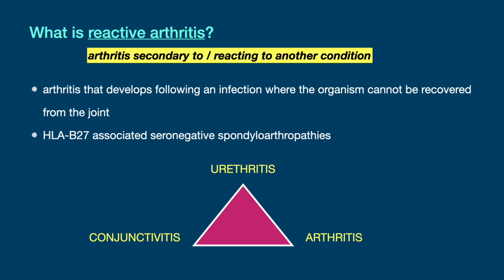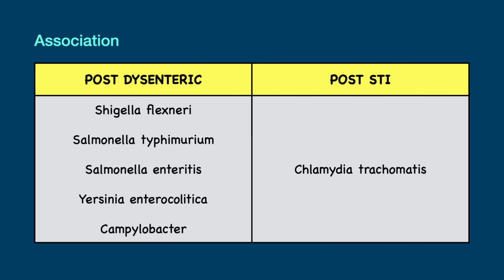This arthritis is described by a classic triad of urethritis, conjunctivitis, and arthritis following a dysenteric illness during the Second World War. Later studies identified patients who developed symptoms following a sexually transmitted infection, post-STI, now sometimes referred to as sexually acquired reactive arthritis. You may wonder, what could be the cause of reactive arthritis?